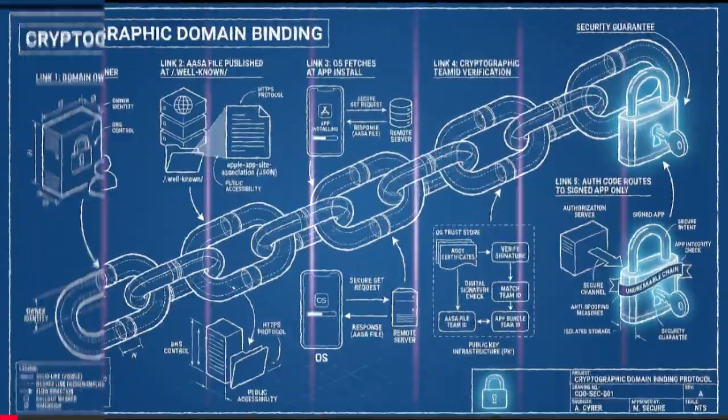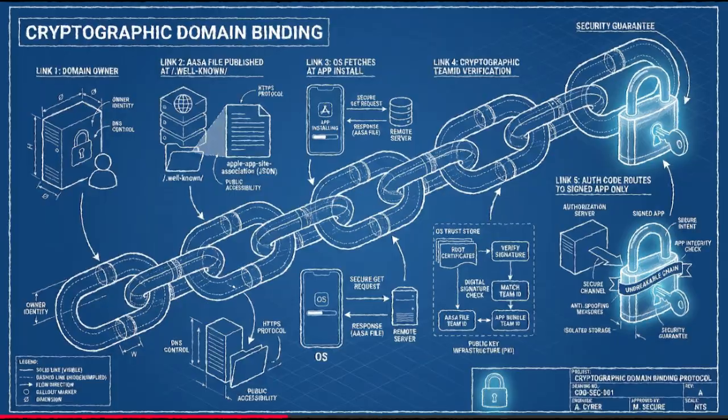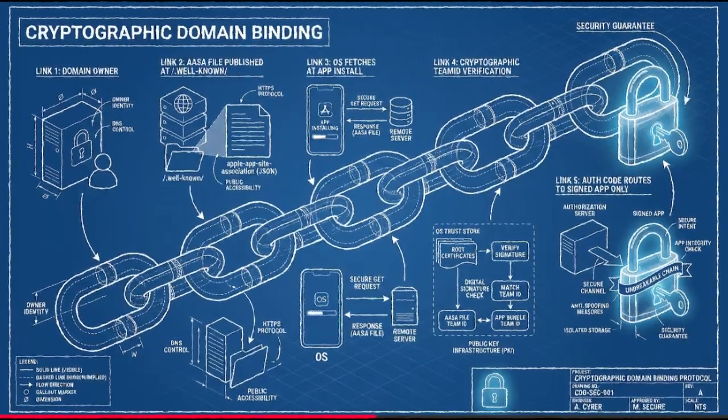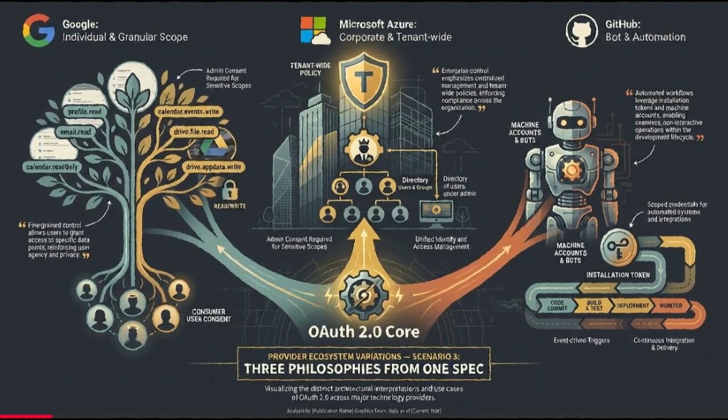Exactly. This file maps the domain to the application's unique cryptographic team identifier. The mobile operating system securely fetches and verifies this file before routing the callback. Wow. This guarantees that only the authorized cryptographically signed application receives the authorization code from the operating system. Scenario 3 examines provider ecosystem variations. The flexible nature of legacy OAuth allowed major providers to develop divergent architectural strategies that engineers must accommodate.